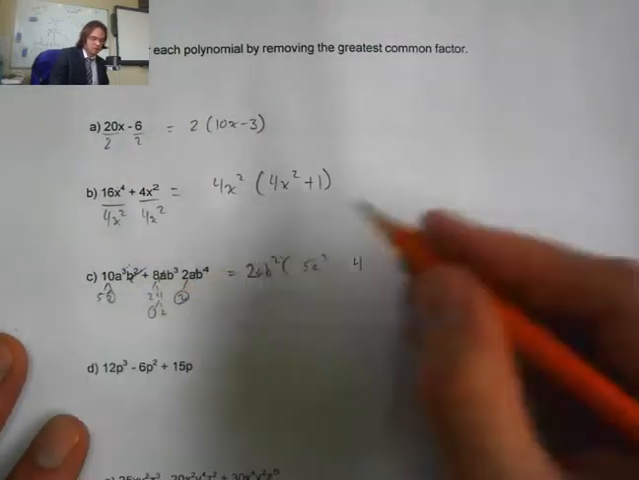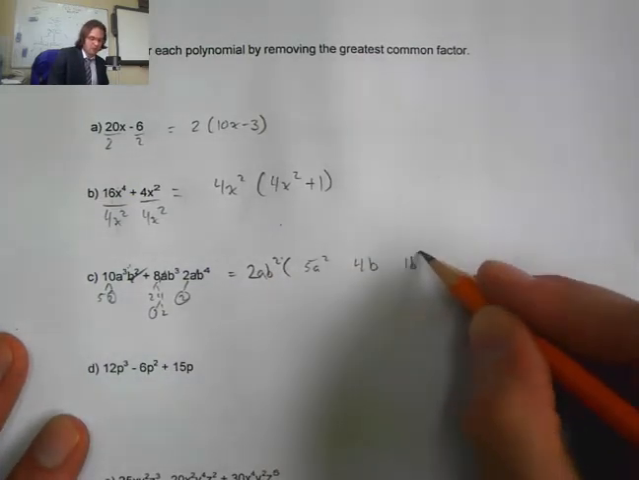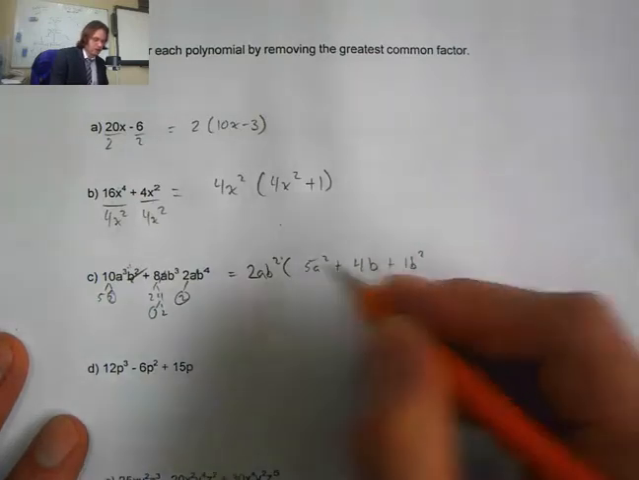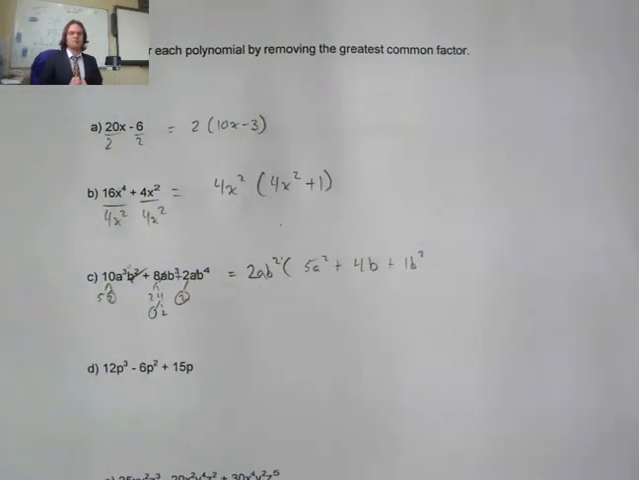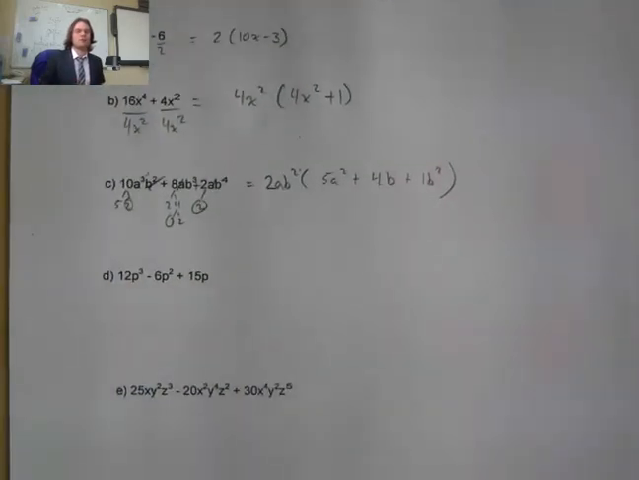Okay? So that's going to be left with just b for this one, and this one's going to be left with b squared. And this is plus, and we have a plus here. Oops, that's a plus. Okay? And there we go. It's all factored out. Let's try my next one.